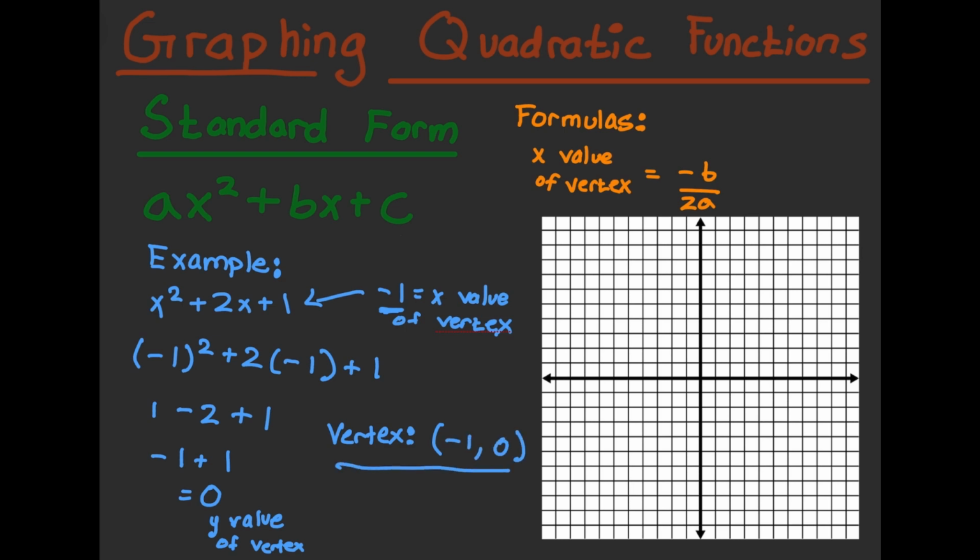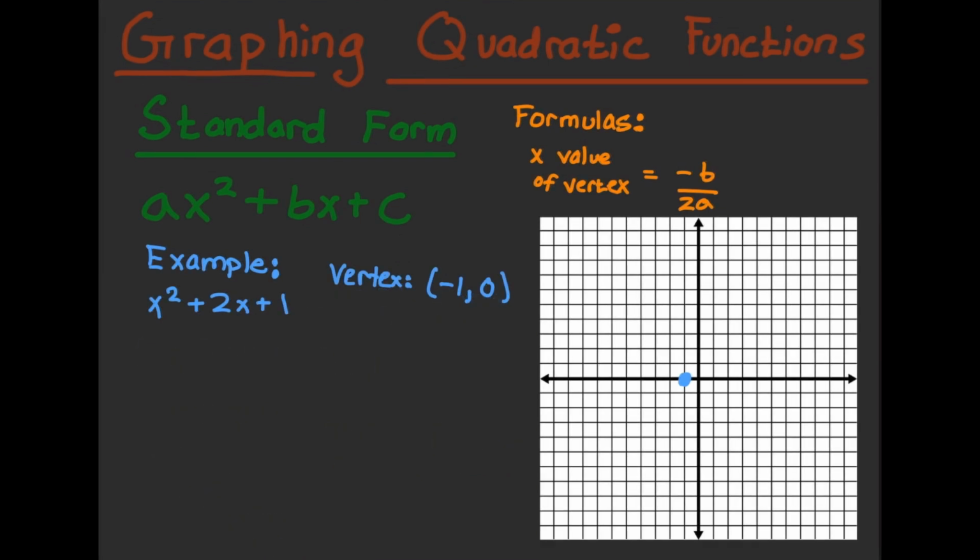We will plot this point on our coordinate plane. Left 1 and up or down 0. Now we want to find the rest of our graph. Before, we found that our a value is 1. So we will use the 1, 3, 5 method to find the rest of our points. This method can be used for any quadratic with an a value.